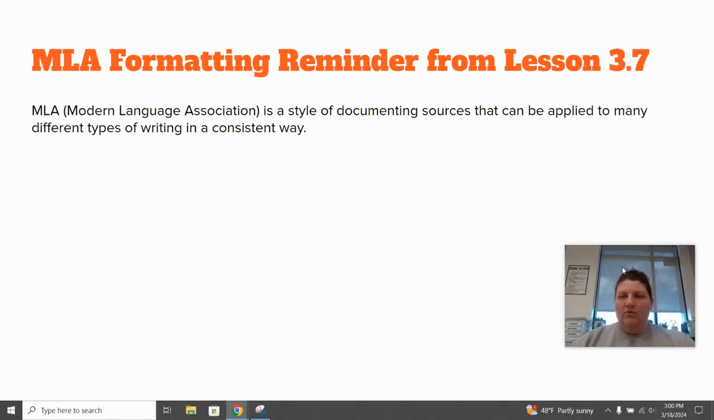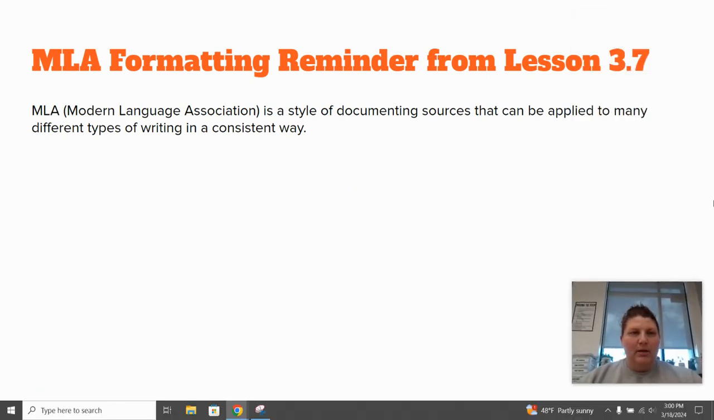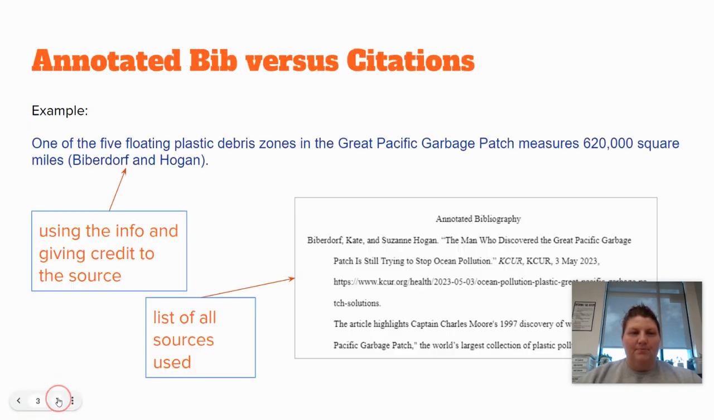As a reminder from lesson 3.7, MLA stands for the Modern Language Association, and it is a style of documenting sources that can be applied to many different types of writing in a consistent way. So, if I'm looking at your annotated bibliography, you're using the same format as every other student. So, I can go and find the source information that you have included in your annotated bibliography and in your research report.